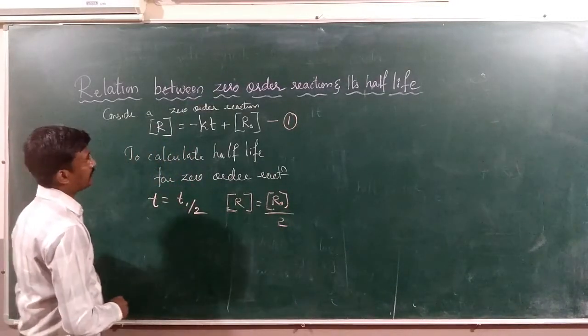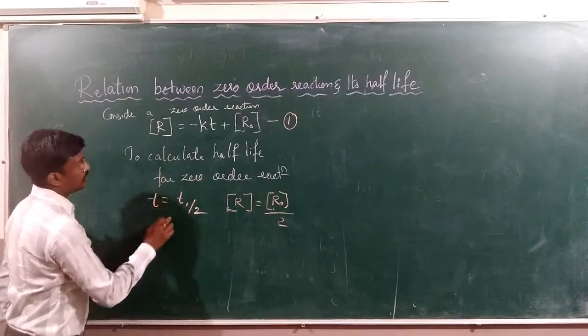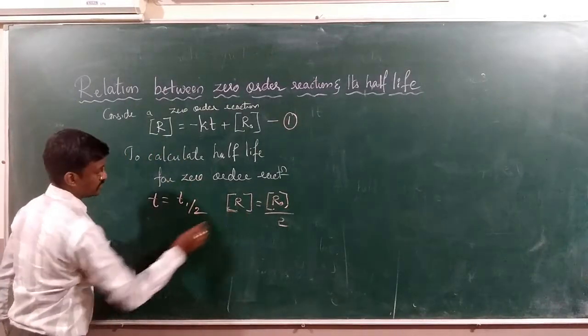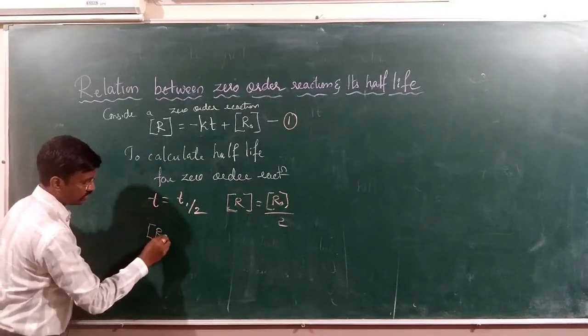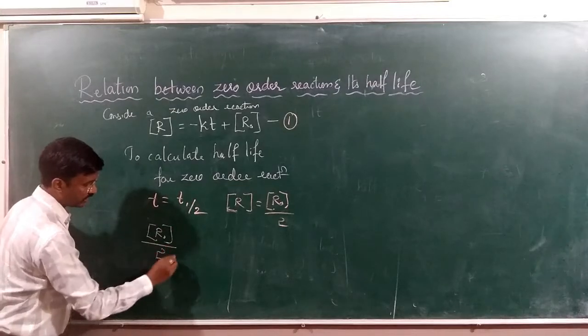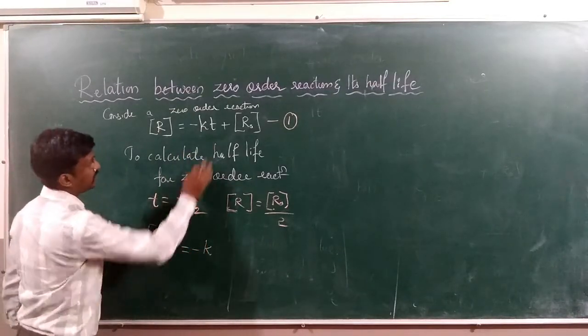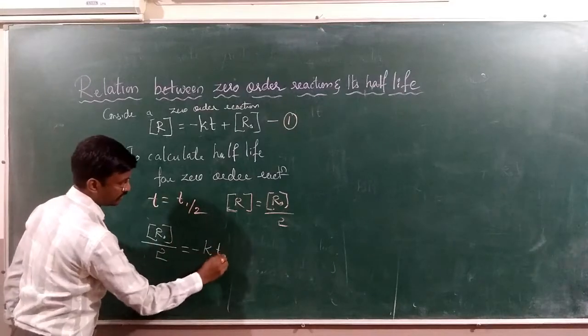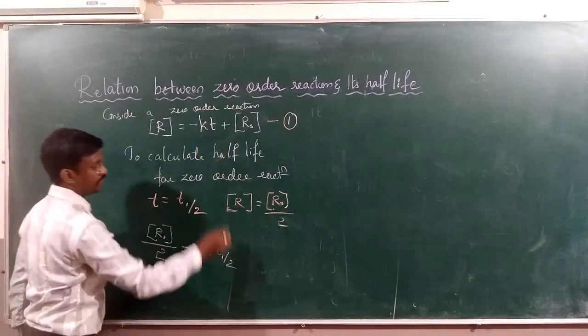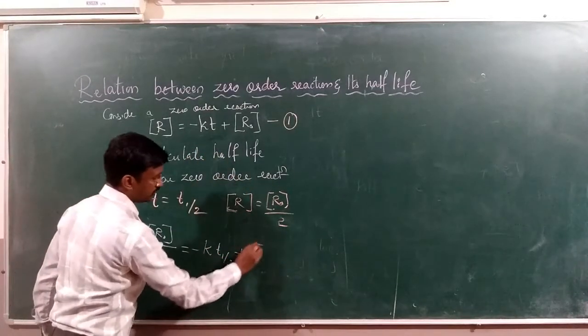Now, R is nothing but R naught divided by 2 is equal to minus K. T becomes T half plus R naught as it is.